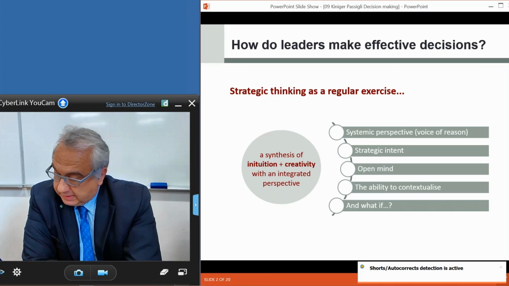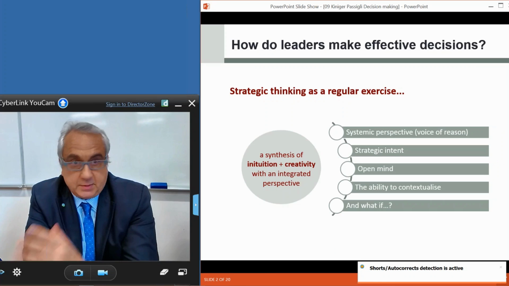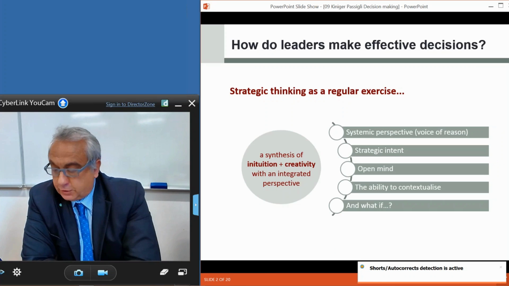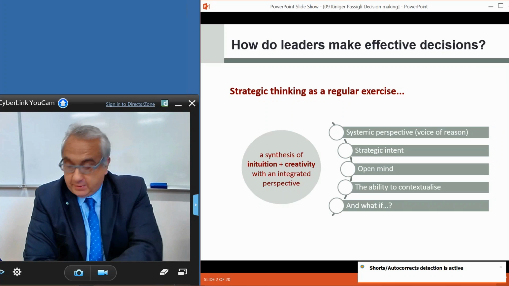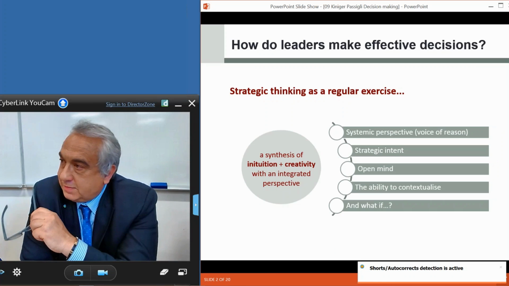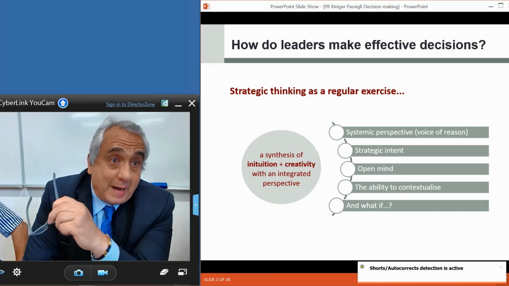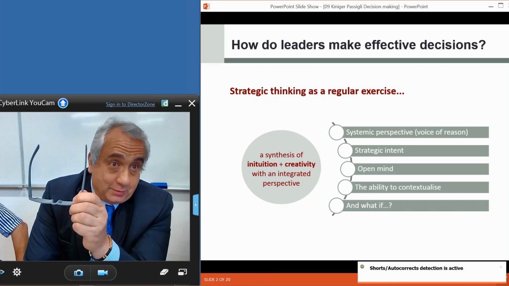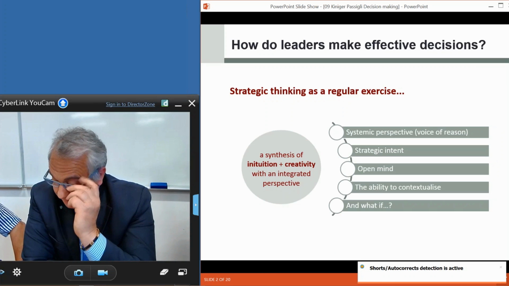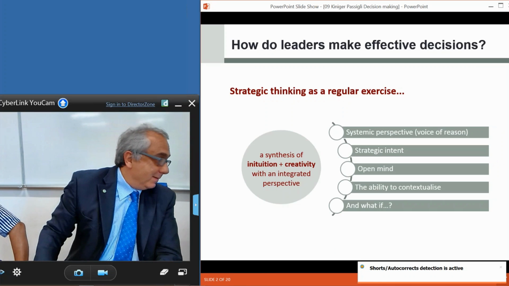Second is strategic intent. That is the sense of direction to achieve a determined goal. Third, an open mind in front of changing circumstances and scenarios. Yesterday evening we were quoting musician Frank Zappa, who said that a human mind is like a parachute. It works only when it's open. Obviously, it doesn't work otherwise. And I think that the importance of maintaining an open mind for a leader is essential.